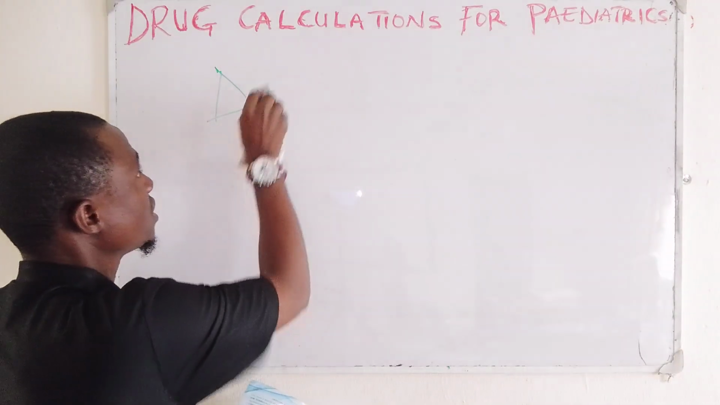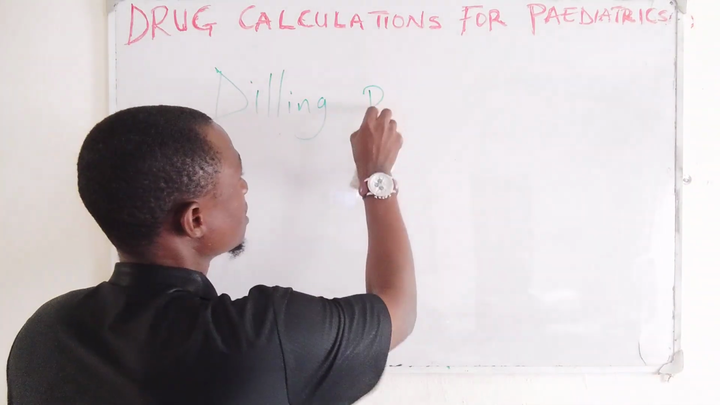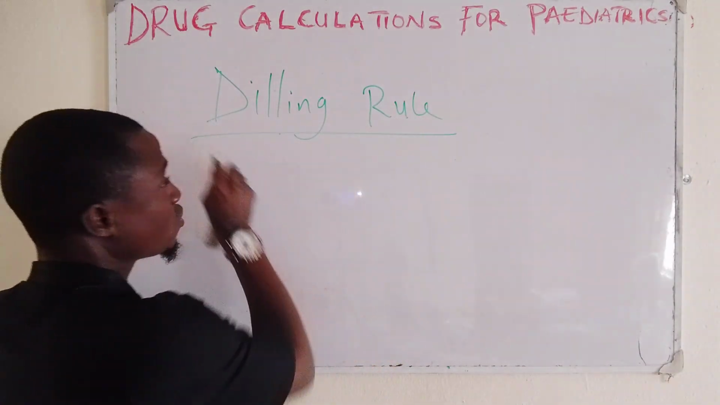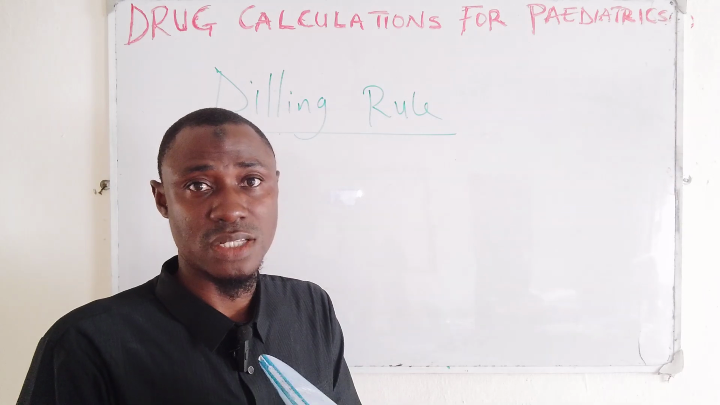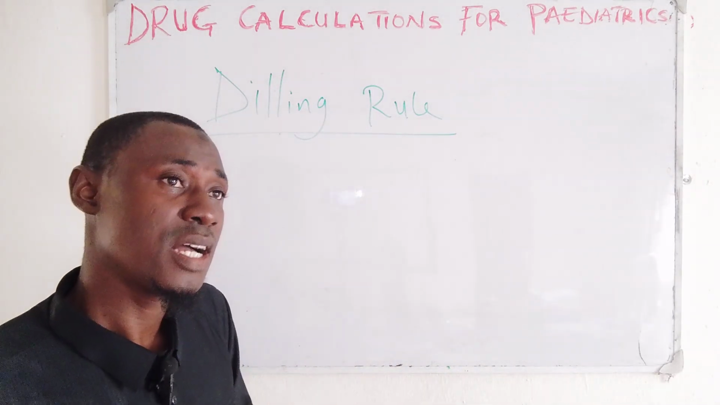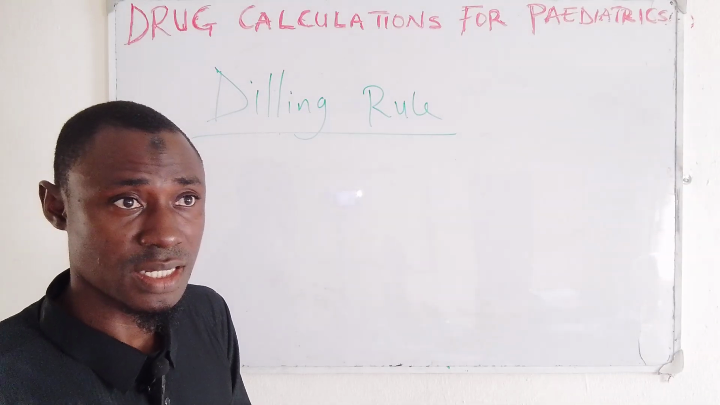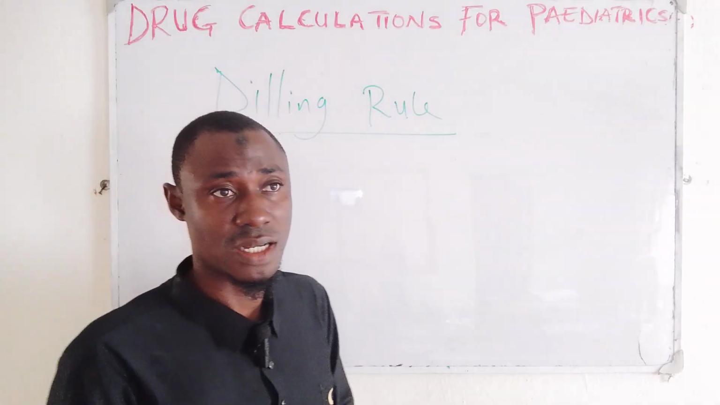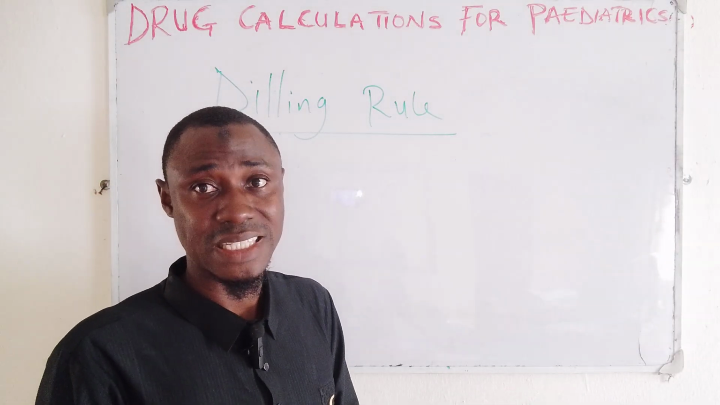So the Dilling's rule is where we are going to kickstart today's class, and this rule is very, very similar to the Young's rule with regards to the formula and some parameters. I think only one parameter differentiates the Young's rule from the Dilling's rule.